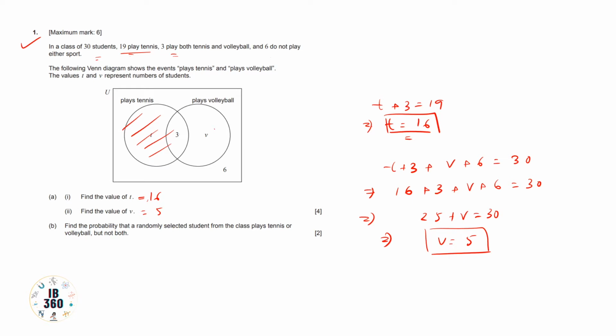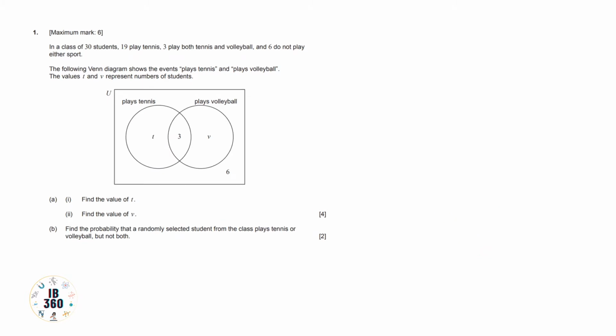In the next question, we will discuss the probability based on these numbers. Find the probability that a randomly selected student from the class plays tennis or volleyball but not both. So we will exclude this part only, and after that we will find the probability. It is also a very simple problem. So t equals 16 and v equals 5.